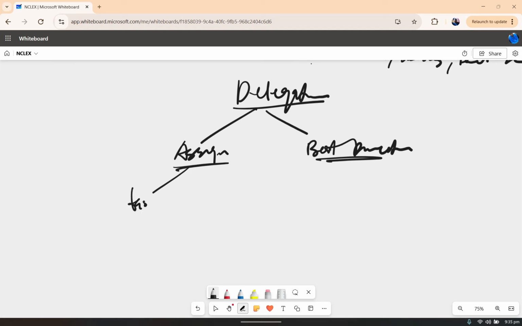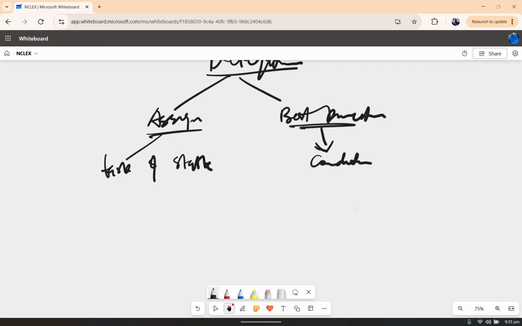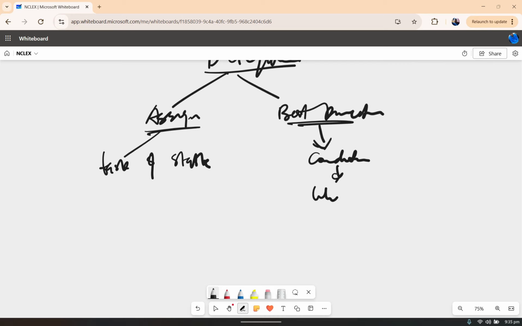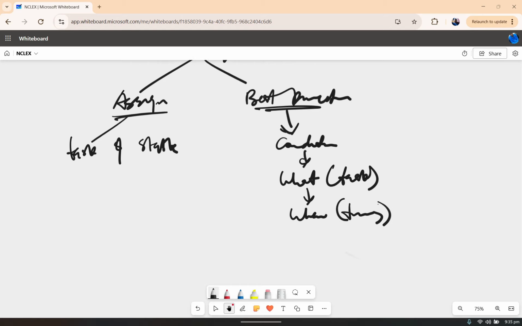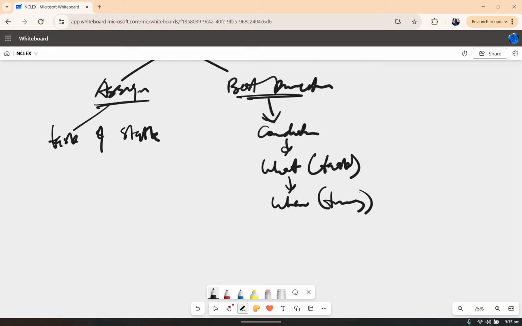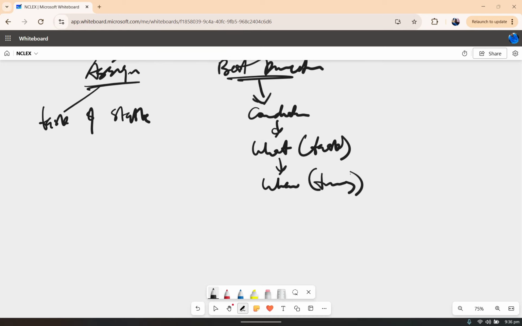Now, the assignment is based on what? The task and the patient should be stable, right? Best direction is based on the condition, right? The what, which is the task, and then the when, which is the timing. Now, based on my expert level, this is how I answer best direction.